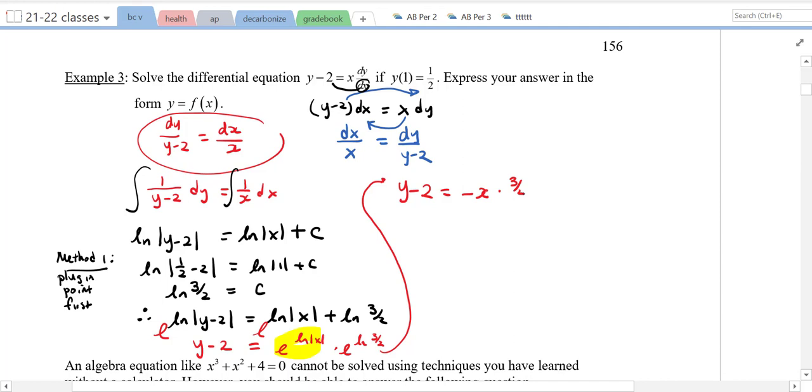Remember, e and ln cancel each other out? But why is this negative x? Well, what's y minus 2? Isn't that going to be less than 0? So why is this negative here? Because y minus 2 is less than 0. Keep going now. I should just solve for y. So y equals negative 3 over 2 x plus 2. And there is your answer.